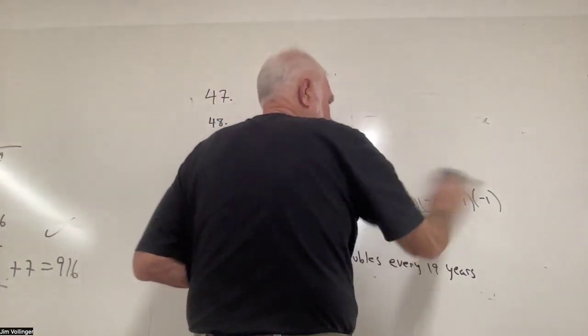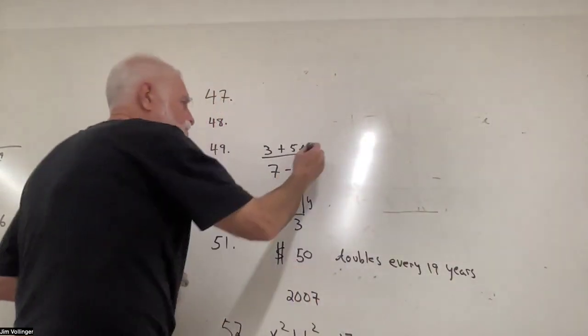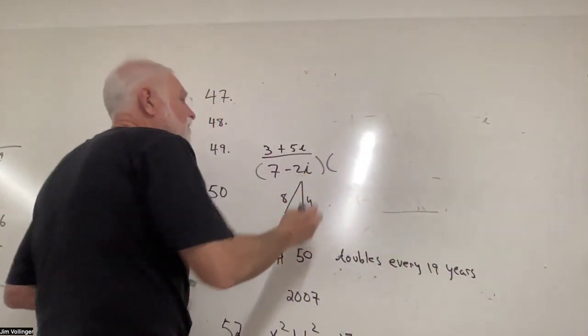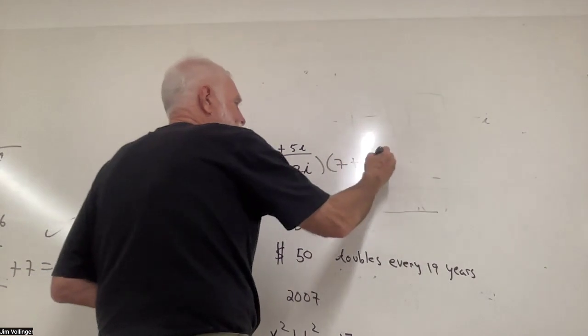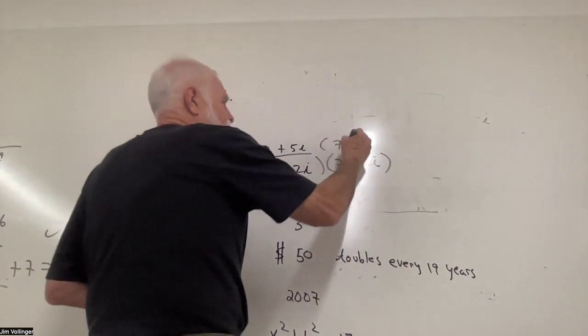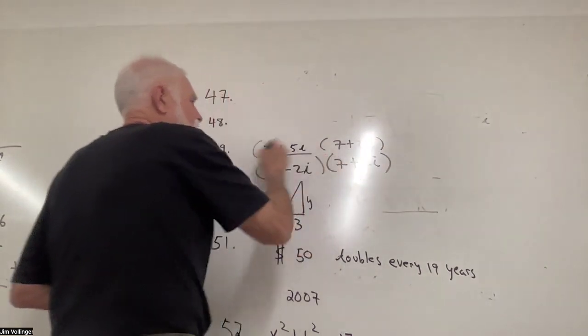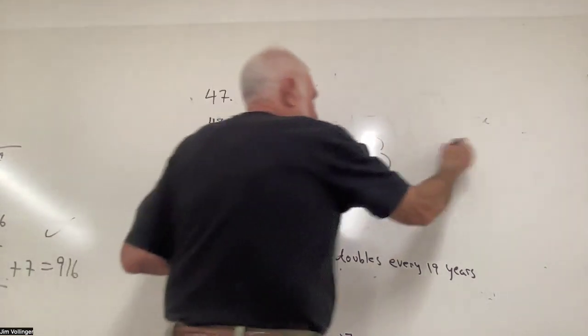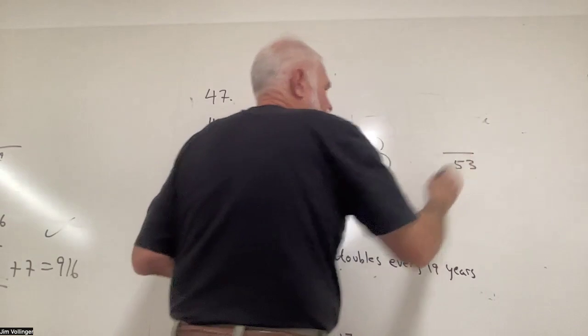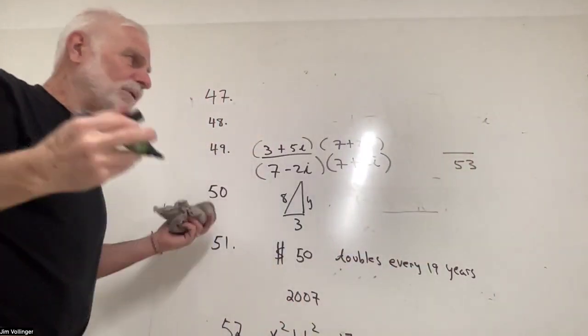So we move the imaginaries out of the denominator with a little trick called the conjugate, changing the verb tense perhaps. 7 plus 2i. And when you get good at it, you'll know that that thing multiplies out to be 53 without even looking. But we'll do it out.